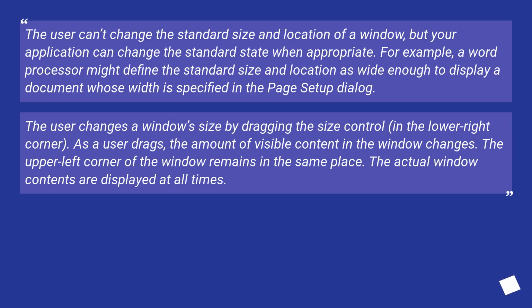The user can't change the standard size and location of a window, but your application can change the standard state when appropriate. For example, a word processor might define the standard size and location as wide enough to display a document whose width is specified in the page setup dialog. The user changes a window's size by dragging the size control in the lower right corner. As a user drags, the amount of visible content in the window changes. The upper left corner of the window remains in the same place. The actual window contents are displayed at all times.